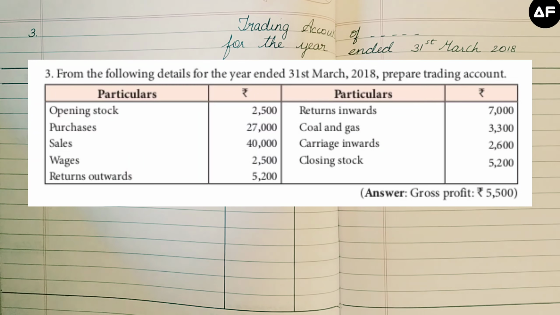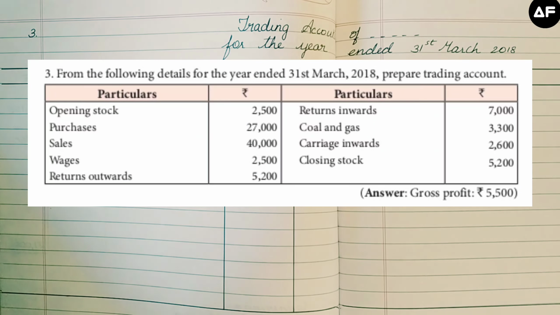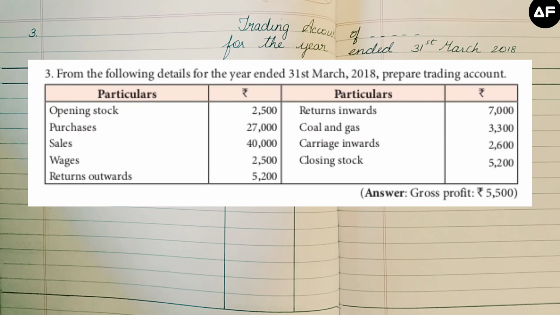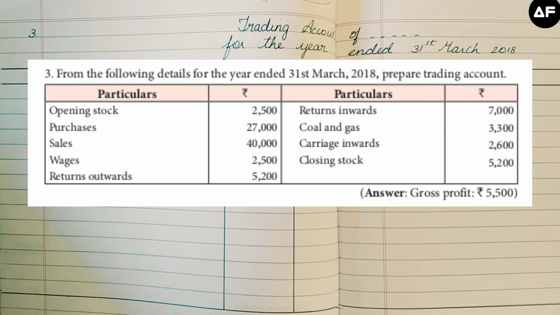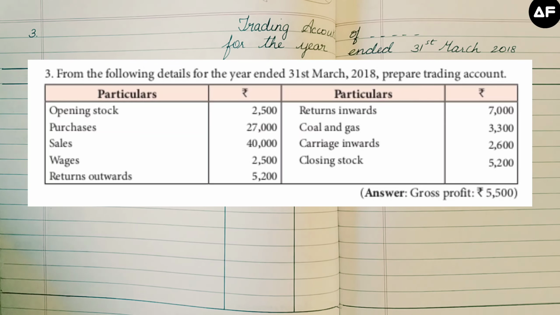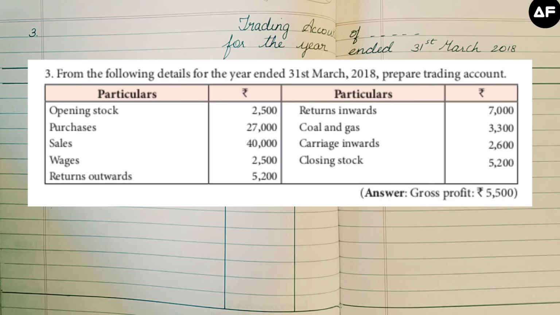In this video, let's have a look at the third sum from the Standard 11 Samacheer textbook, chapter Final Accounts 1. The sum goes as: from the following details for the year ended 31st March 2018, prepare a trading account. They've given items relating to the trading account, so we have to sort it out into debit and credit and then get the gross profit for the sum.